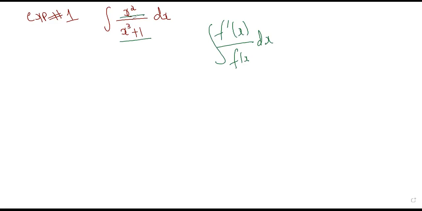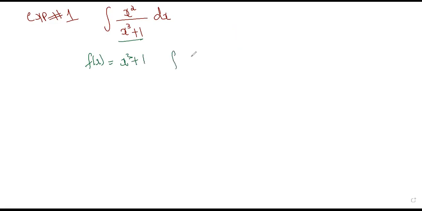Not exactly, but at least you have your variables. The derivative of the denominator, if this function is f of x, f dash x would be 3x square, right? So at least you have x square. You can bring 3 over here. That would not be an issue. You can multiply 3 and you can divide 3 here. But at least you have x square.